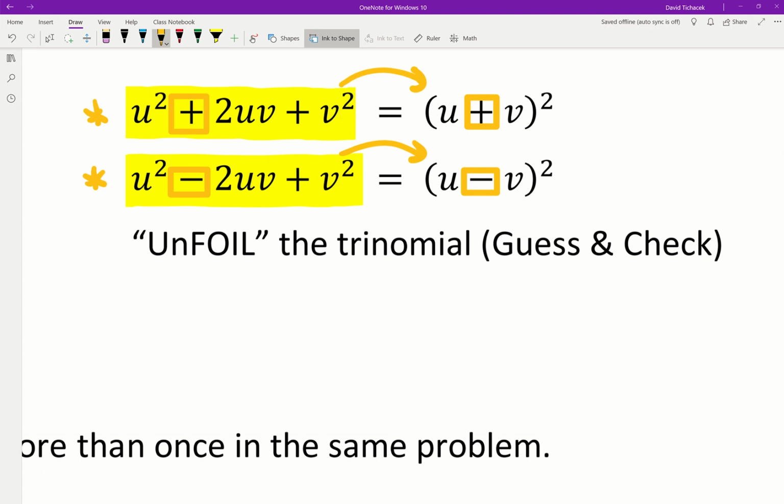Okay? So we got a lot of practice noticing our forms in the last video. We're going to do the same thing in this video. But let's just say real quick that it does not match up to one of these forms. In that case, you're going to have to do this process of unfoiling. And there's actually 2 different methods for that.